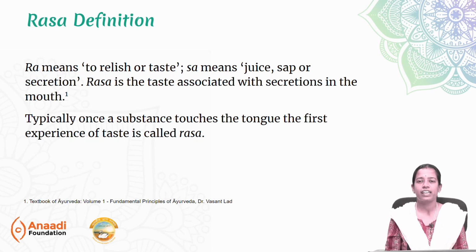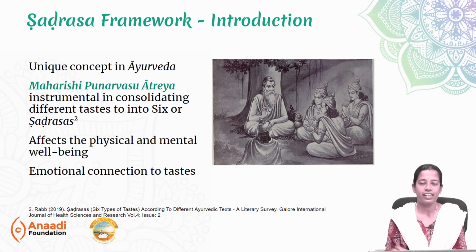So that said, how many different tastes can there be? We can easily identify a sweet taste, a sour taste, and there are things that are very spicy to us. The legend has it that once Maharishi Punarvasu Atreya conducted a discussion among great scholars and devised a method to group these different tastes into 6 broader groups.